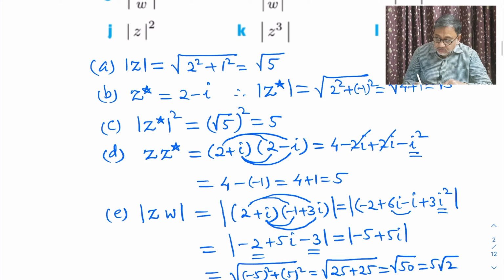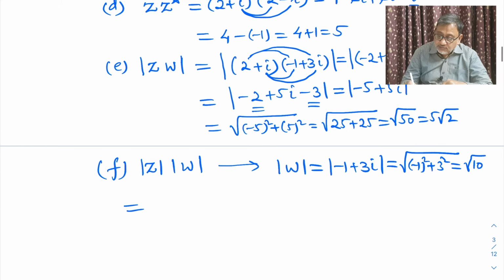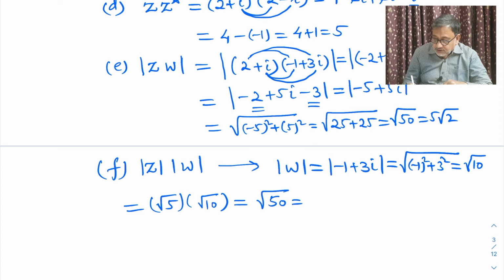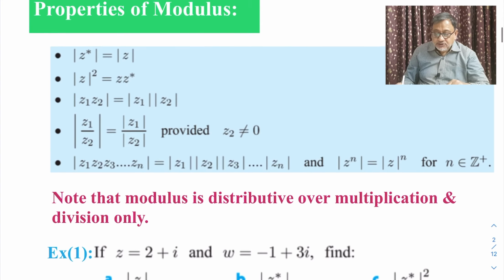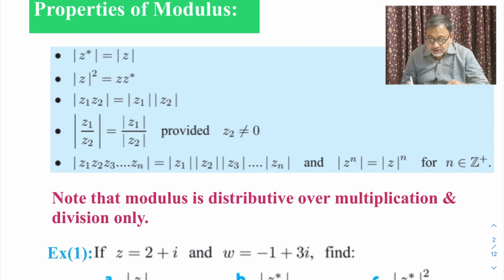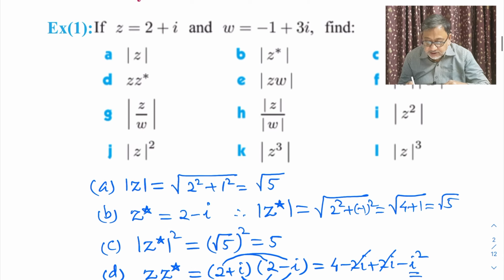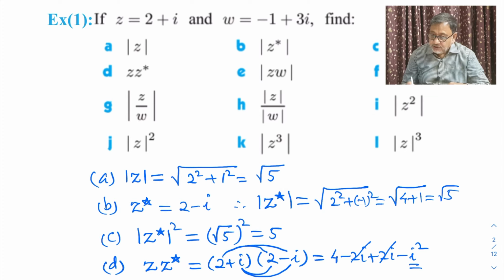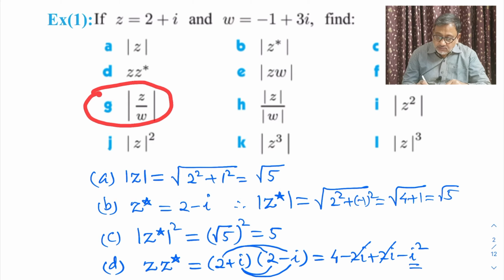So therefore, modulus of z we already have. Look here, modulus of z is root 5. So root 5 into root 10 will be root 50, which will be 5 root 2. So you can see that this answer is the same as this answer. This proves again the property of the modulus. Look here, this is the third property: modulus of z1 multiplied by z2 is equal to modulus of z1 multiplied by modulus of z2. So this way we are proving the modulus properties also.